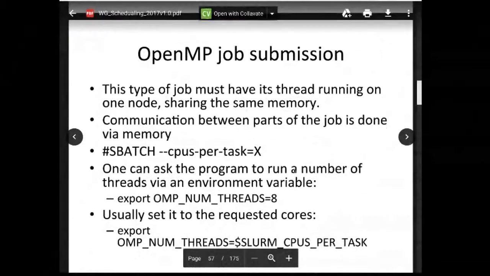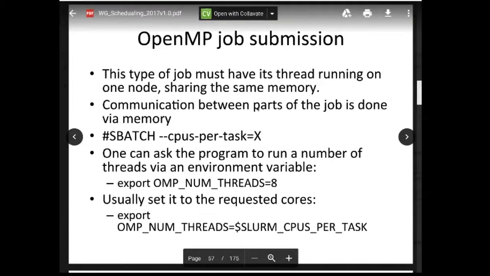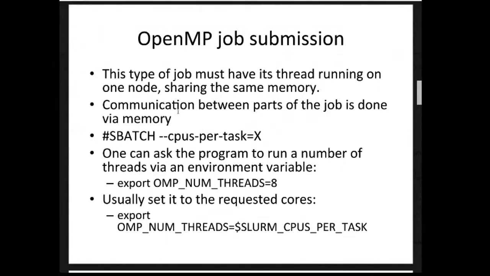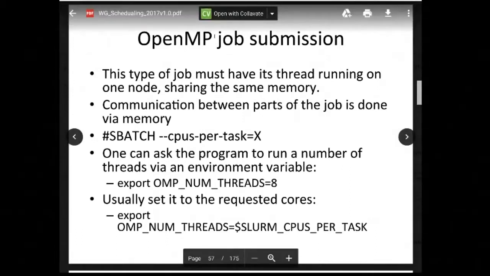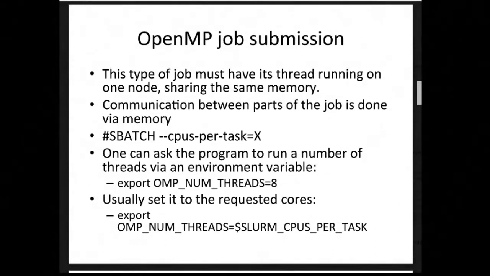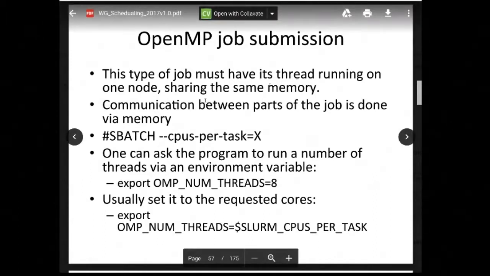So how do you ask for an OpenMP job submission in Slurm? Well, you do it with sbatch --cpus-per-task=X. Now, the communication between parts of this job is done via memory in OpenMP.